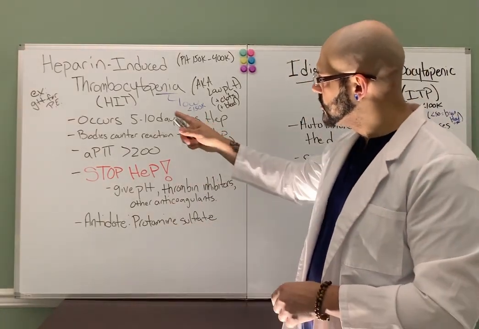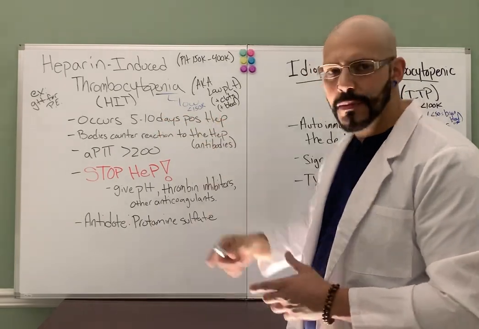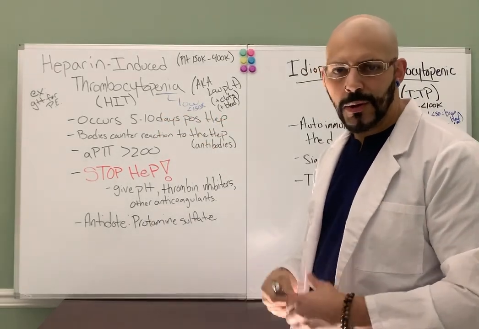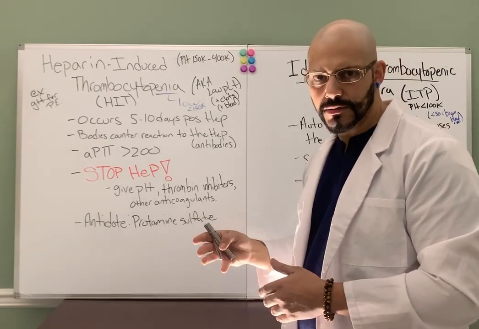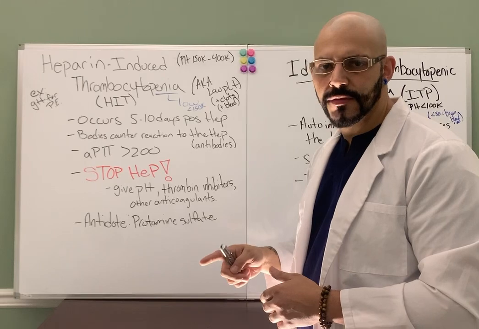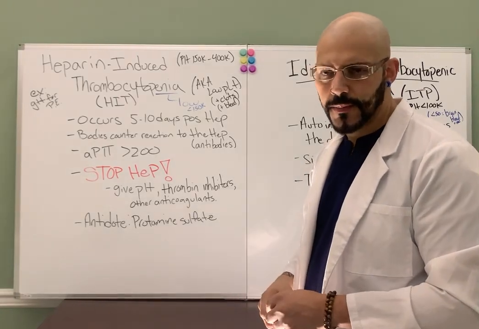First thing you want to take away is the word thrombocytopenia, and what that means is a low platelet count. Now, in the human body, the normal platelet count is between 150,000 to 400,000. And once you drop below 150, that's when you can start getting into HIT, right?